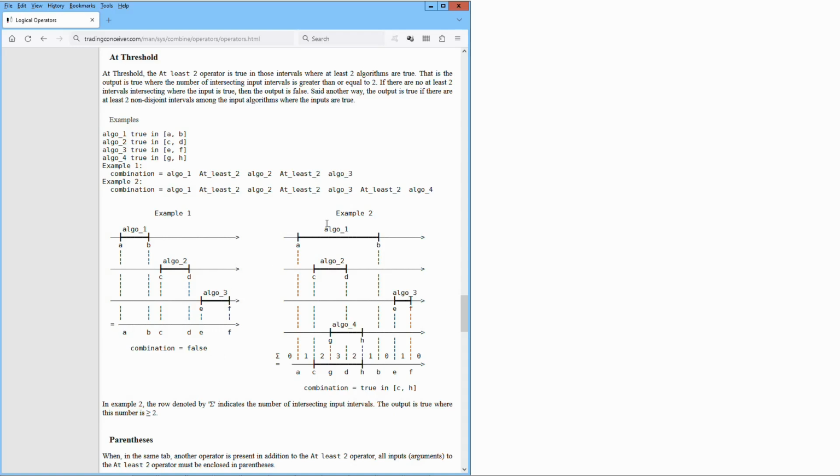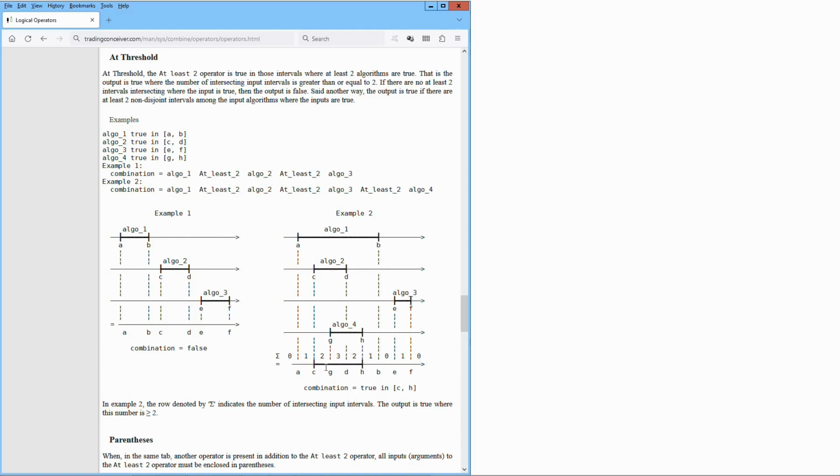In the second example, we make the combination algo 1 at least 2 algo 2 at least 2 algo 3 at least 2 algo 4. For each sub-interval, we count how many intervals intersect. We write the number of intersecting intervals here. Where this number is greater than or equal to 2, then the operator is true.